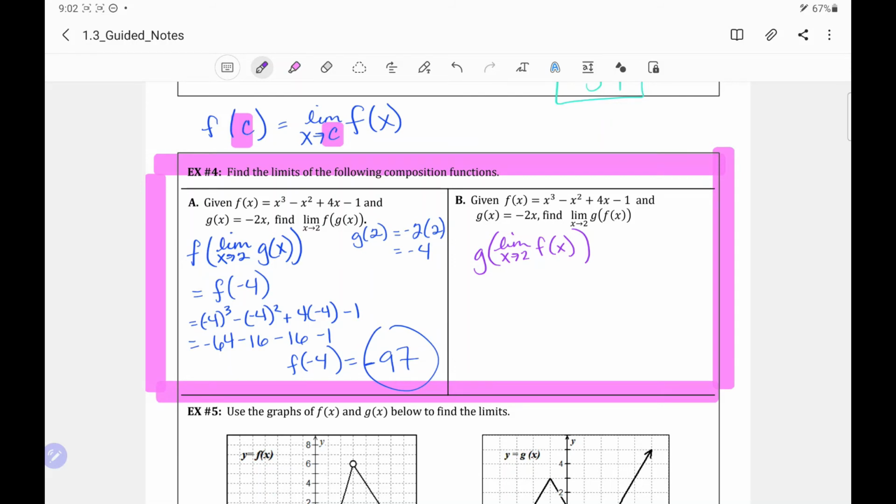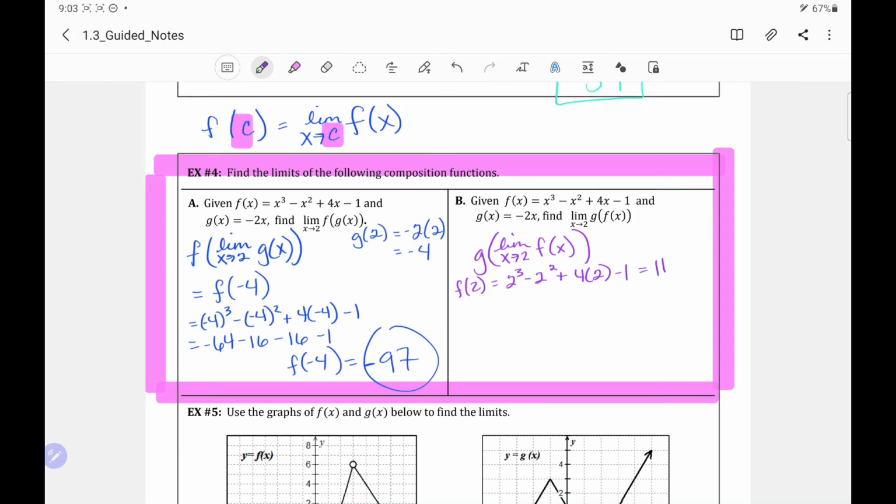We plug in the 2, right? So for f of 2, I've got 2 cubed minus 2 squared plus 4 times 2 minus 1. And again, you can use your calculator. It's no problem. The answer is 11. So now that I know f of 2 is 11, I'm going to do g of 11, and that equals negative 2 times 11, which is negative 22, and that's our answer.